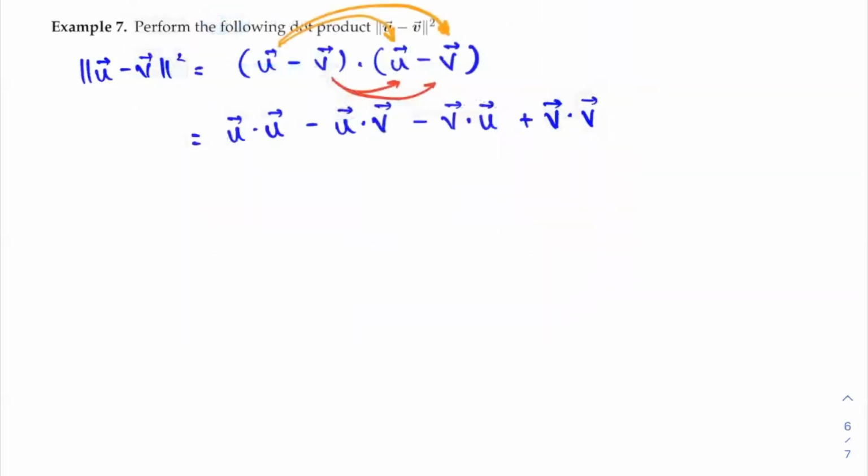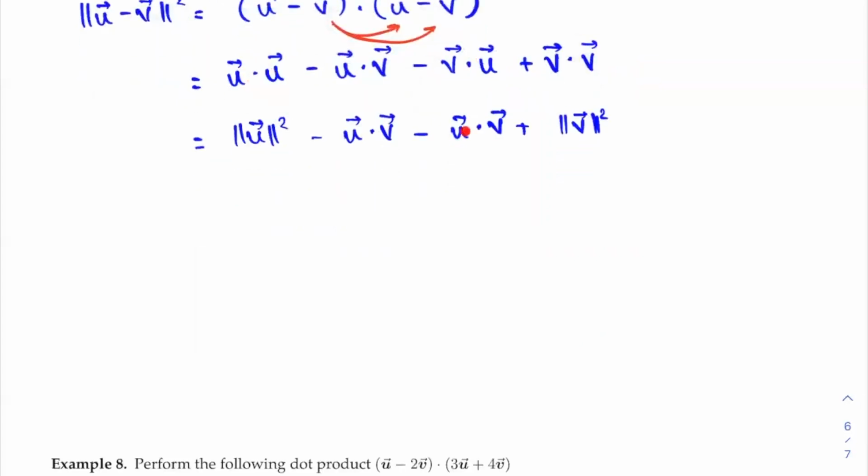Now move on to the next one. u dot with itself is going to give you the magnitude of u squared, minus u dot with v, minus v dot with u, but the dot product is commutative, therefore you can write that as u dot with v. And the last term is the magnitude of v squared. Now the middle two terms are like terms, so you can combine them together, and you get the magnitude of u squared minus 2 times u dot with v plus the magnitude of v squared.